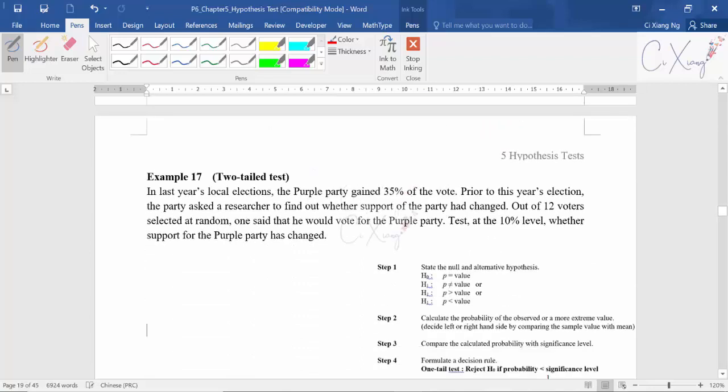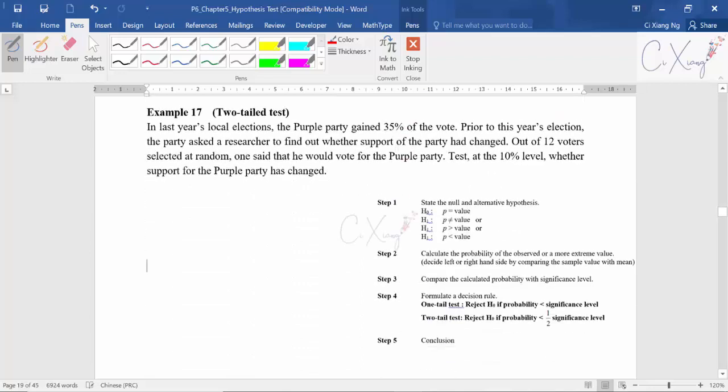So this one, I already wrote out. It is a two-tailed test. But of course in the exam, all these one-tail tests and two-tail tests, you have to decide on your own.